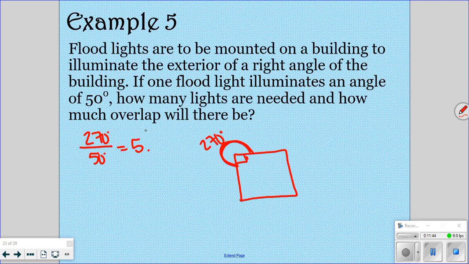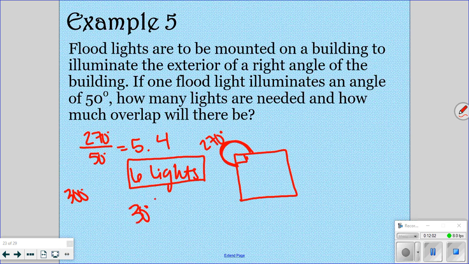5.4. So we can't use just 5. That won't give us enough. So we'll have to use 6 lights. And if we have 6 lights at 50 degrees each, that would be a total of 300 degrees. And so we would have an extra 30-degree overlap. So that's what you would do for that one.